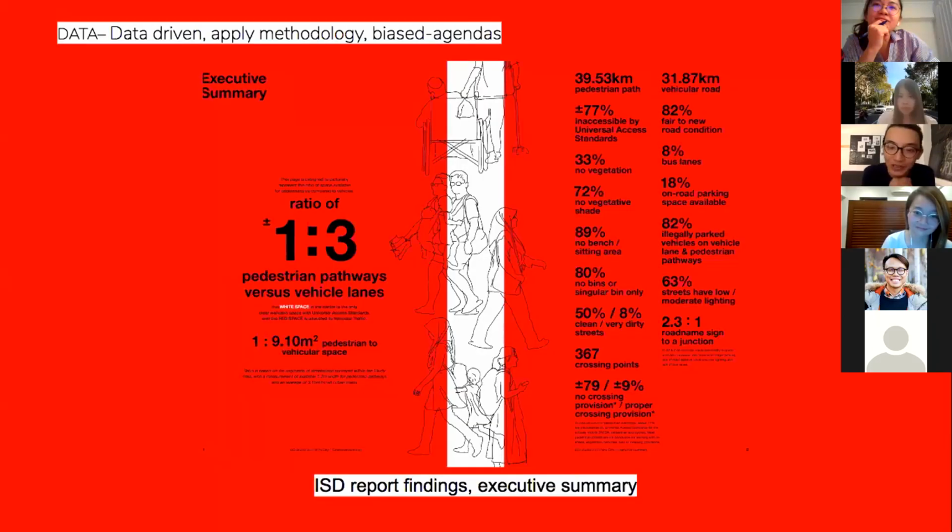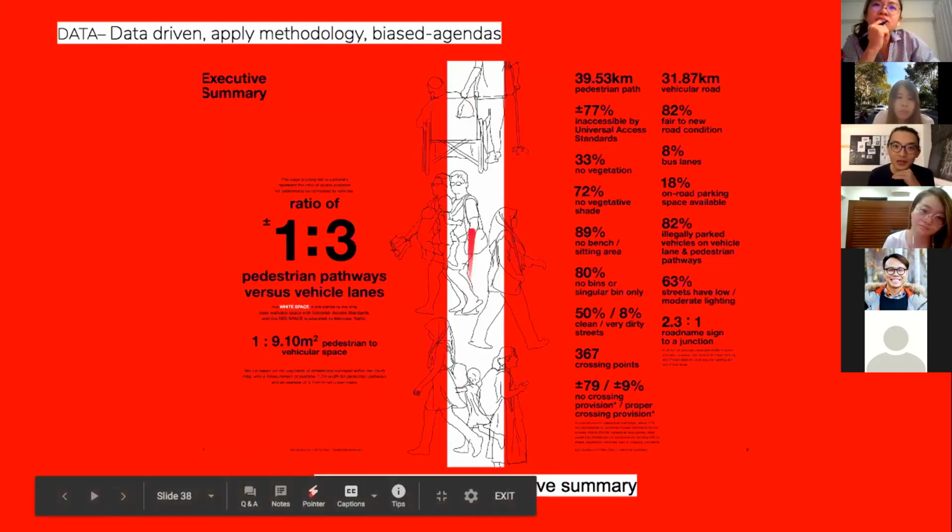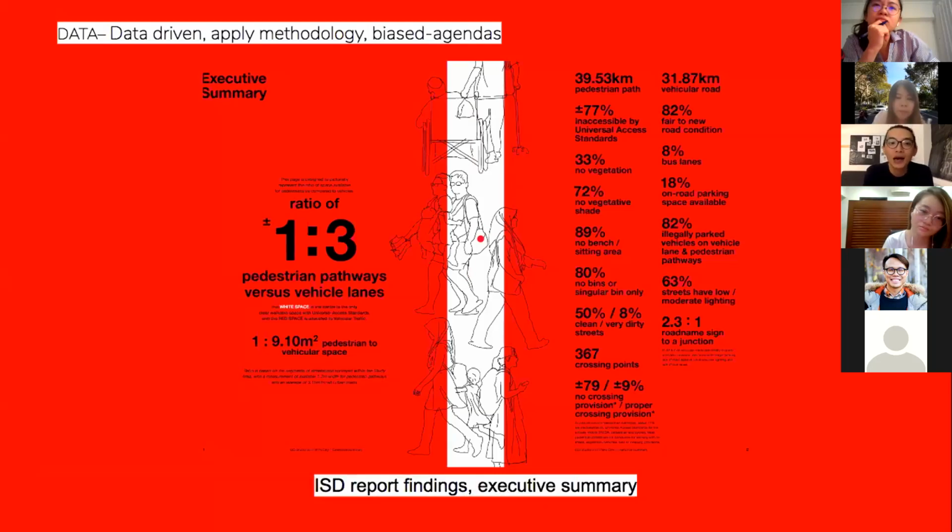From there, we crunched the data, and we came up with this ratio of 1 to 3. 1 being the white space that you see in the center here, which is the minimum amount of space that someone needs to walk, which is 1.2 meters, in ratio to 3 pathways for vehicle lanes. A vehicle lane is about a minimum of 2.8 to 3.2 meters per lane. So this is the ratio of space given to people to walk rather than to drive. It's 1 to 3. So it shows you the huge imbalance in terms of space allocation.